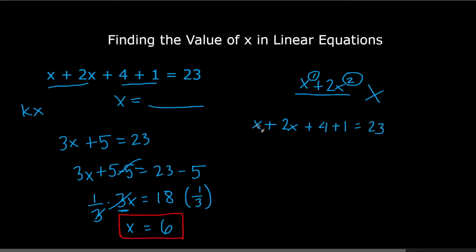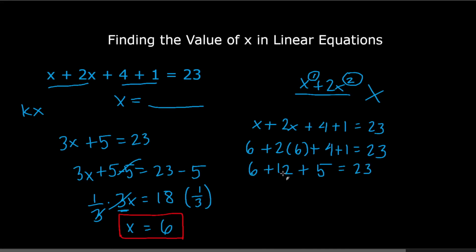Okay, so itong x, papalitan lang natin ang nakuha nating sagot. So, x plus 2 times x. Okay, 6 plus 12 plus 5 is just equal to 23. And then, bring down yung 23. Okay, satisfied yung equation. So, that means tama tong x is equal to 6.